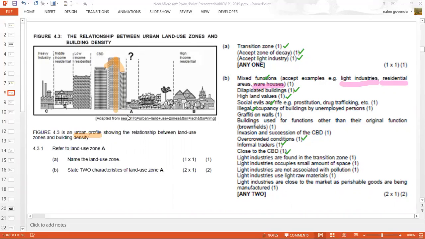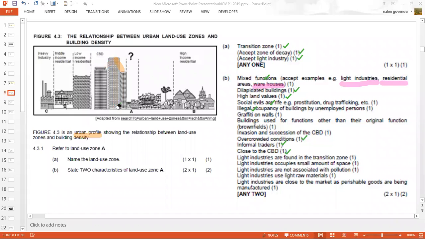So once again, it's the transitional zone, the zone of decay, the light industrial zone, area of mixed function. There's mixed function, buildings are dilapidated, the land values are quite high, lots of social evils will prevail, illegal occupancy of these areas, graffiti on the walls, invasion and succession, which means the CBD is going to expand and take over this area, right? So you have those areas that are found there, right?